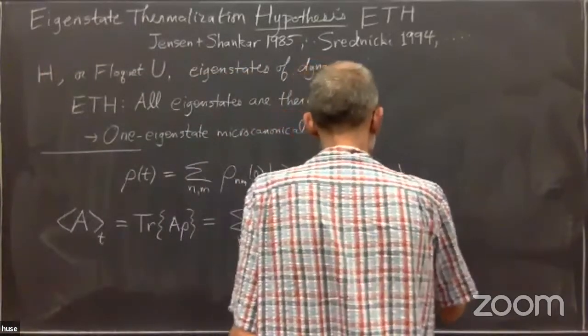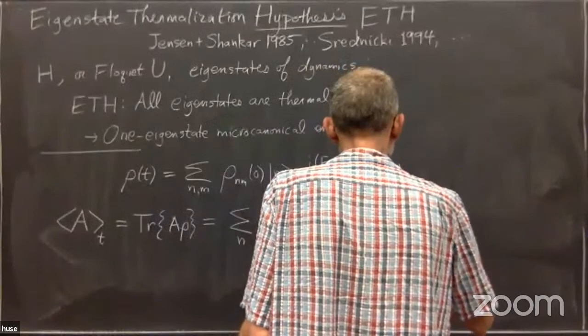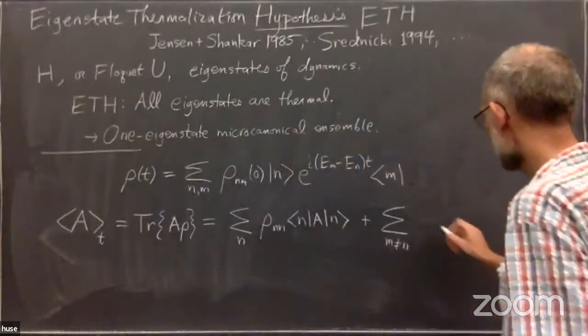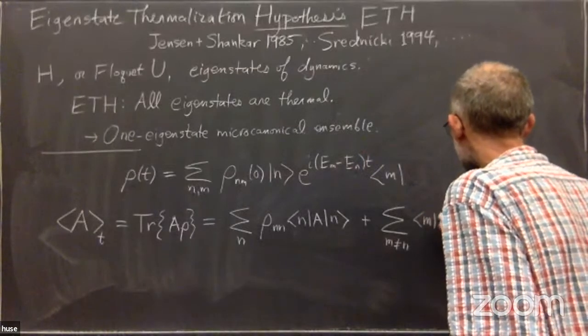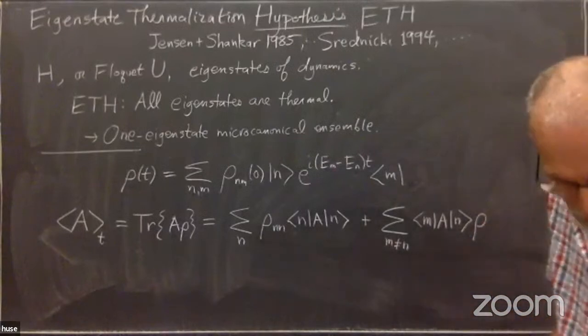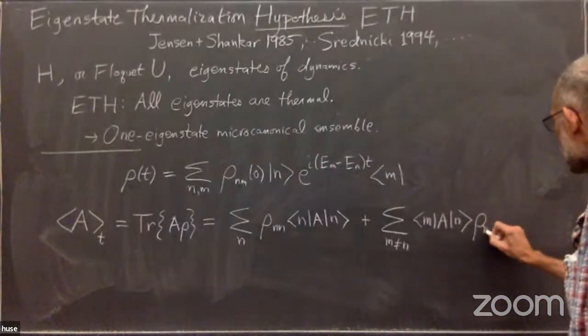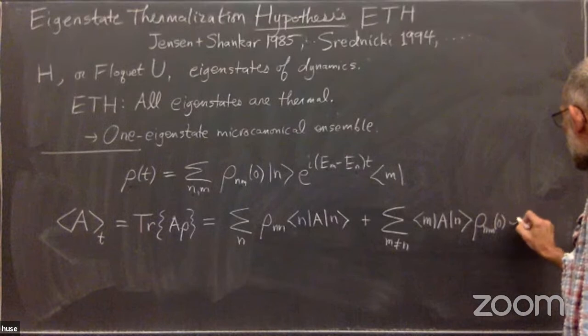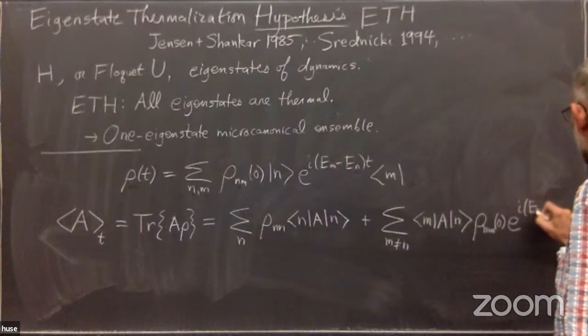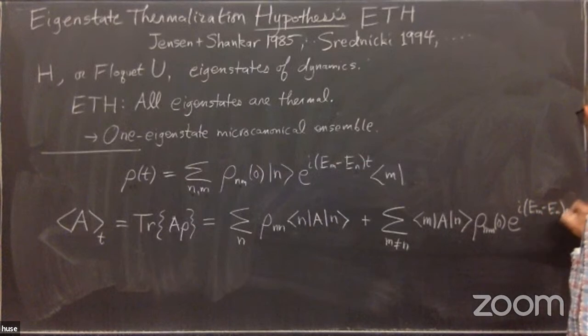And then there's the off-diagonal part, which is m not equal to n. And let me just write this out carefully. So that's m A n rho nm of zero. This factor here, e to the I, t.